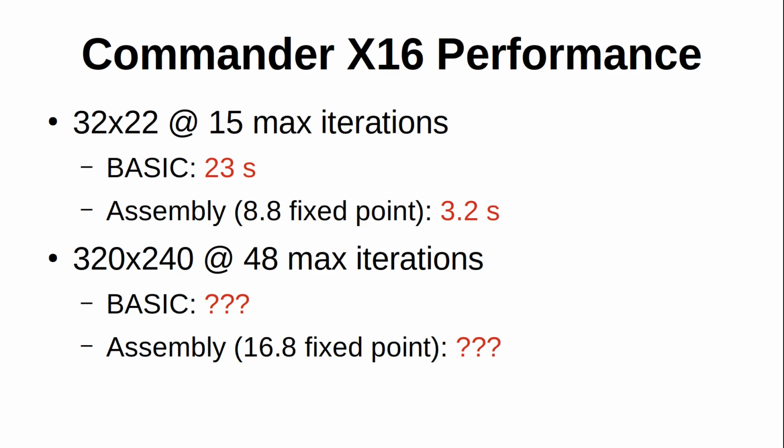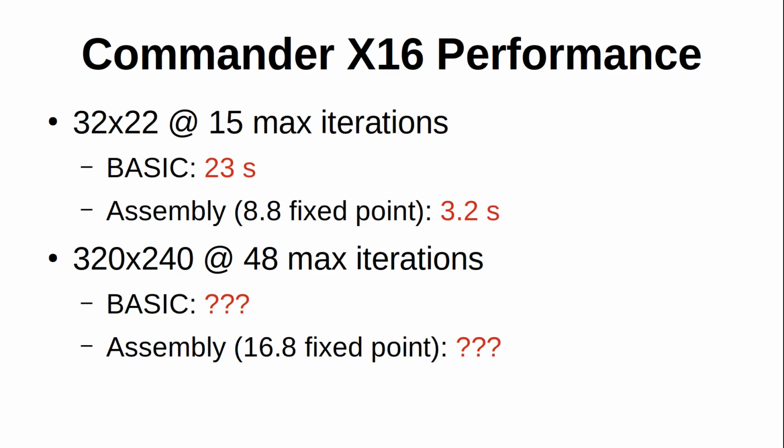So we're going to basically do the same basic program, except we're going to be expanding the numbers for it. Instead of 32 by 22, it's going to be 320 by 240, and instead of up to 15 iterations, up to 48 maximum iterations. So all that's pretty much the same, except that instead of setting whole characters to a particular color, it is setting individual pixels to a specific color.